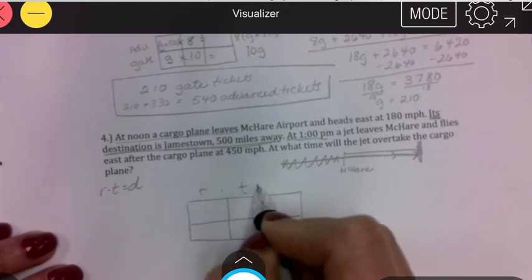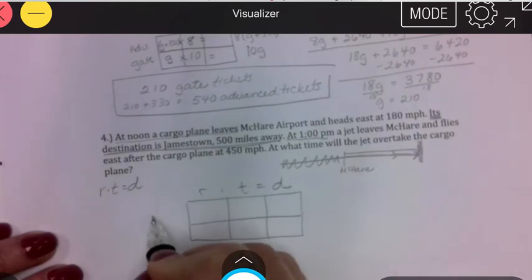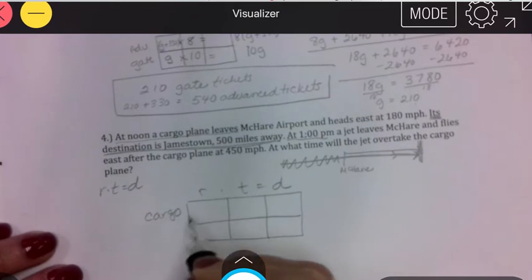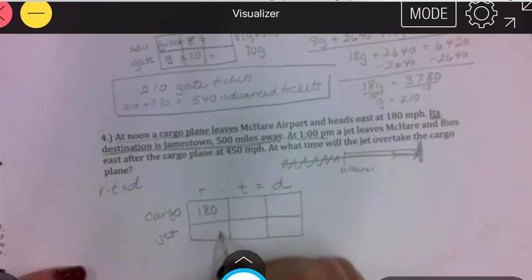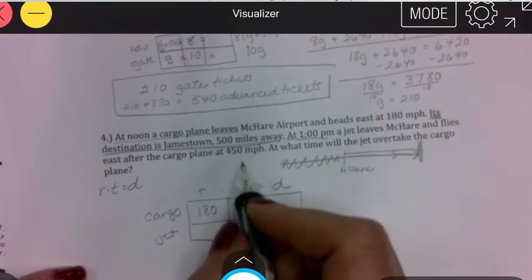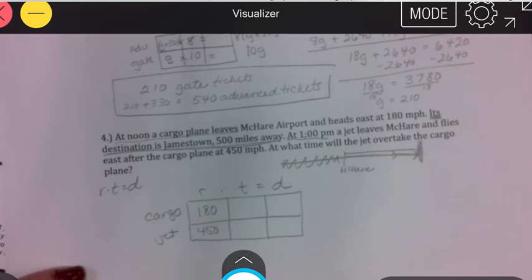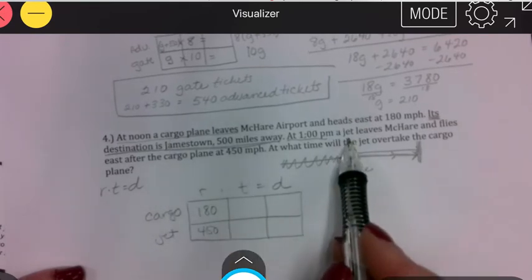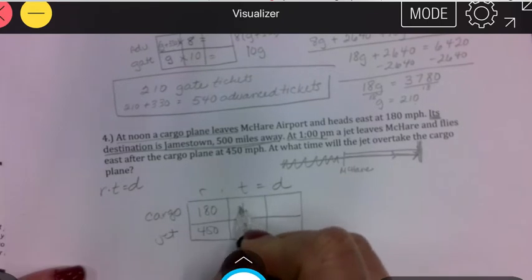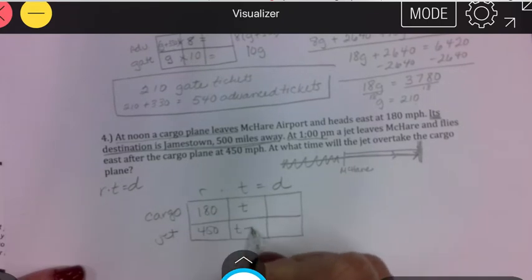Okay, so if I set up my rate times time is equal to distance, and this is the cargo plane, and this is the, what kind of plane is this? The jet. The cargo plane is going at 180 miles per hour. It says the jet is going at 450 miles per hour. Now the cargo plane left at noon. The jet plane left at 1. So if we let the cargo plane be t, then the jet has to be t minus 1 because it is up in the air 1 hour less than the cargo.